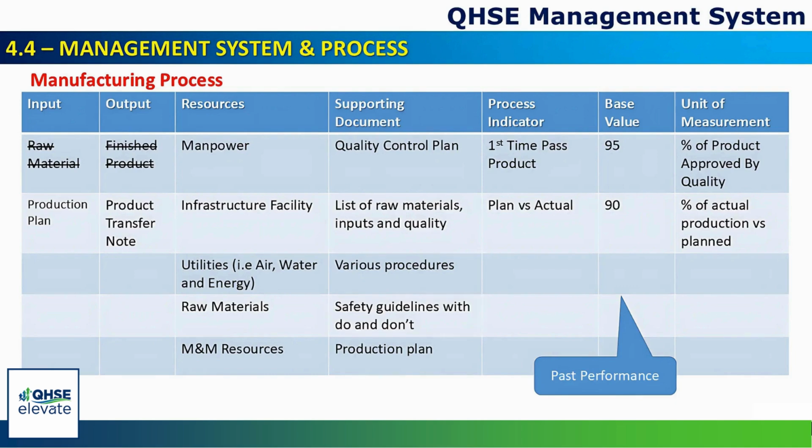In conclusion, a number of resources and supporting documents are required to convert input into output for carrying out the process. In this example, the process performance indicator could be the number of first-time pass events or the number of plan versus actual production events. Any relevant process indicator can be set to measure performance. The baseline value can be determined from actual past data accordingly.